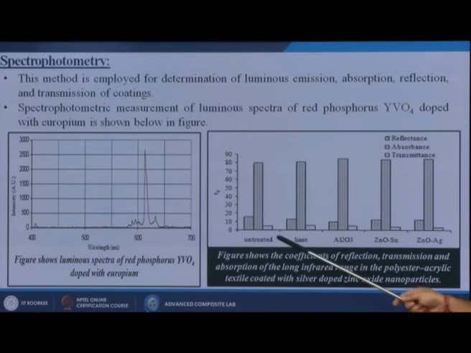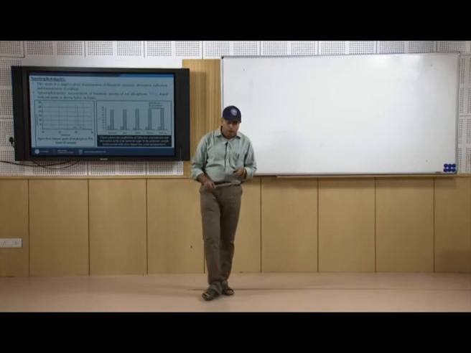So when it is untreated, when it is treated with binder, when alumina has been added, when zinc oxide and tin has been added, and when zinc oxide and silver has been added. Here the three bars represent reflection, absorbance and transmission, and it is giving the value in percentage.